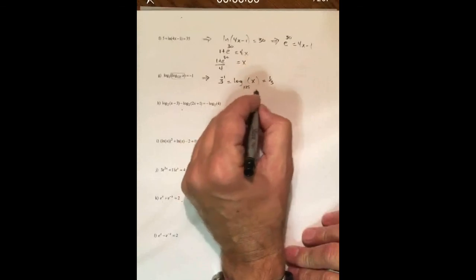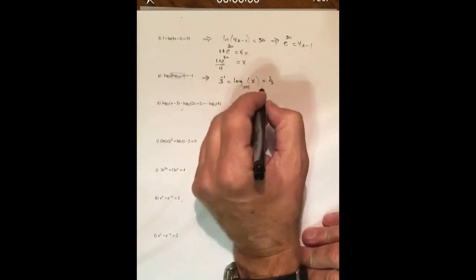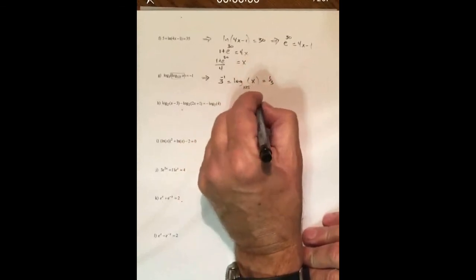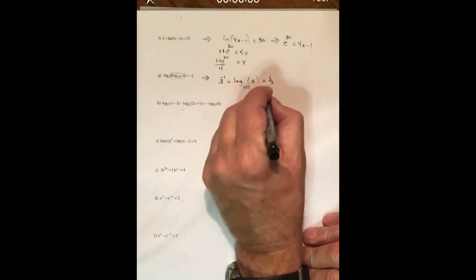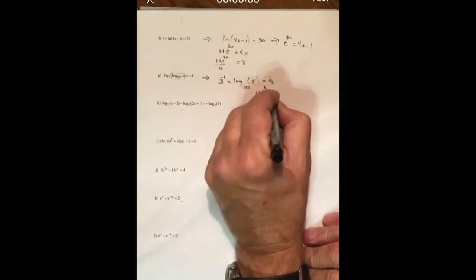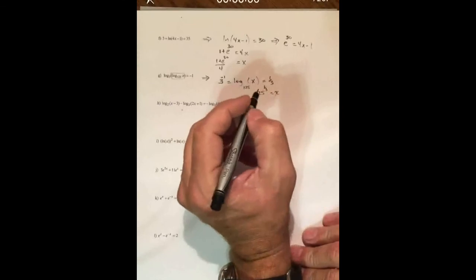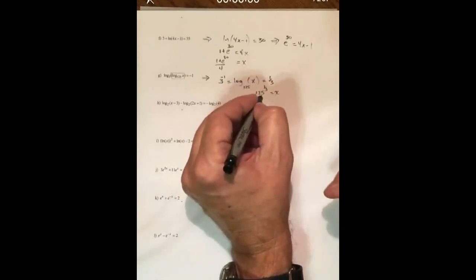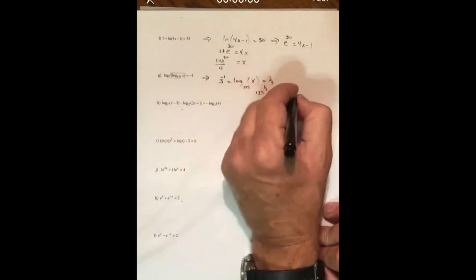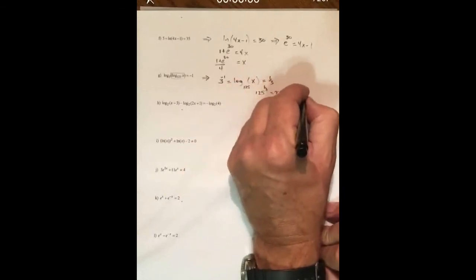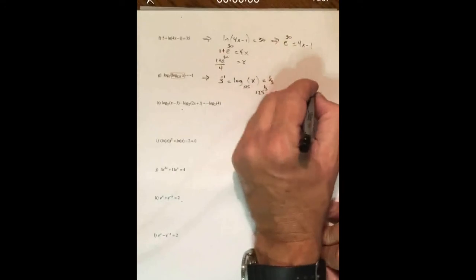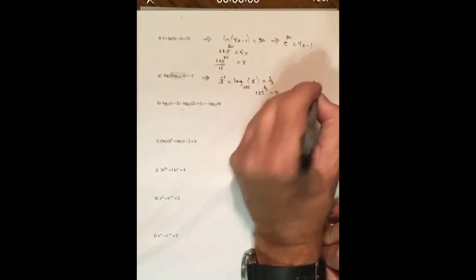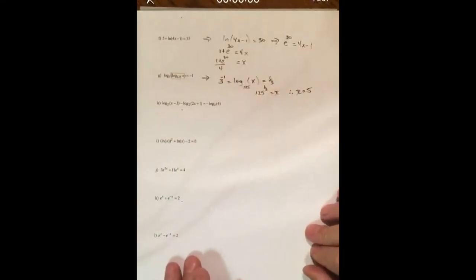And the only thing we can do is, again, write the equivalent exponential equation. So the base is 125. The exponent is 1/3, and that equals x. Well, now this is the cube root of 125. Well, 5 times 5 times 5 is 125. So this original problem was just a fancy way of writing the number 5. I like that.